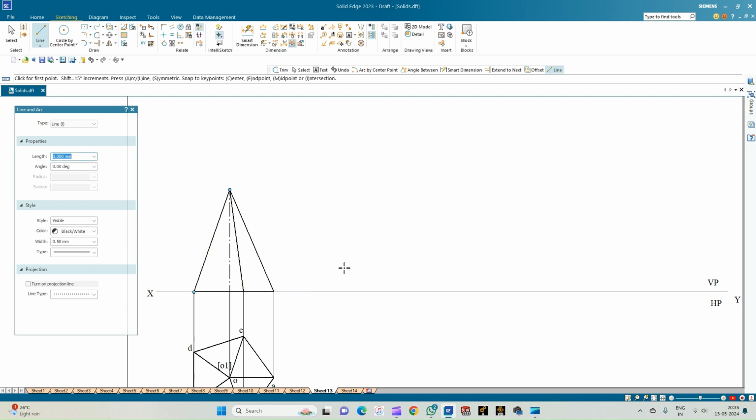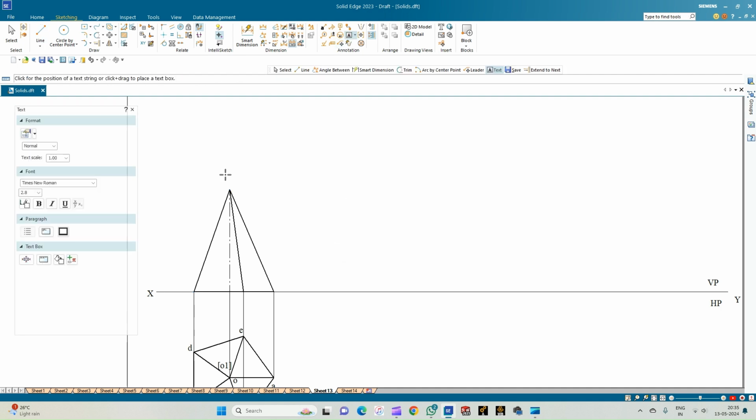So with this we complete the front view of the pentagonal pyramid resting on one of its corners. So now we'll annotate this. So this is the apex O dash, and this is the axis originating point from the base of the pyramid. So this is O1 dash.